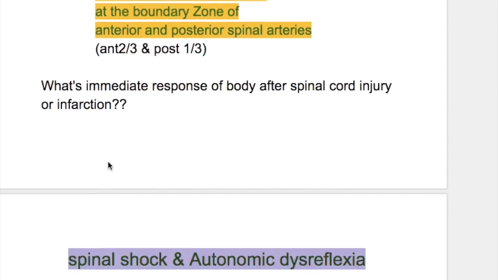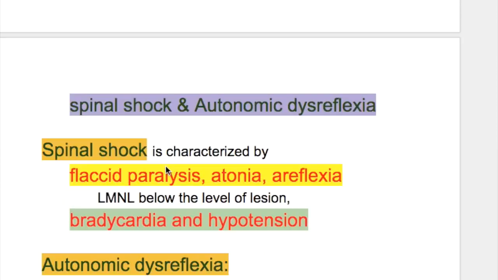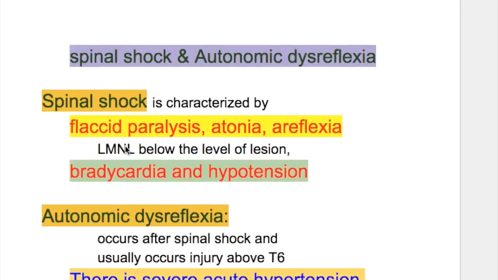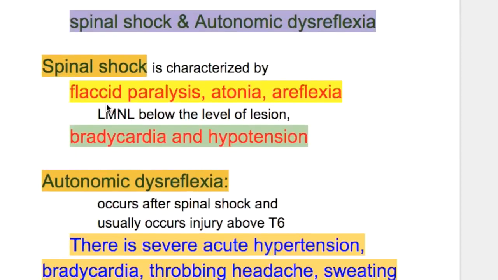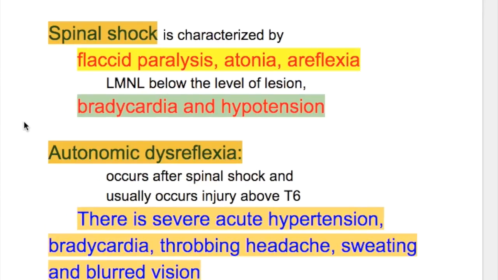What's the immediate response of the body after spinal cord injury and infarction? Spinal shock and autonomic dysreflexia. So what happens in spinal shock? Spinal shock is characterized by flaccid paralysis, atonia, and areflexia, a lower motor neuron type of lesion below the level of lesion, and also there is bradycardia and hypotension, vasomotor failure leading to vasodilatation and venodilation and severe hypotension.